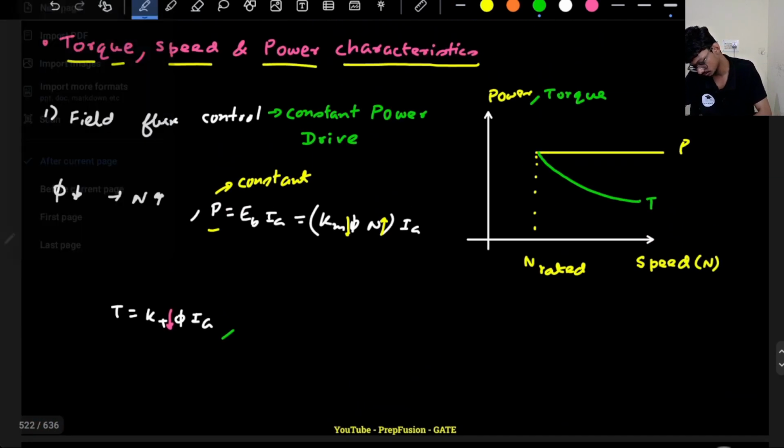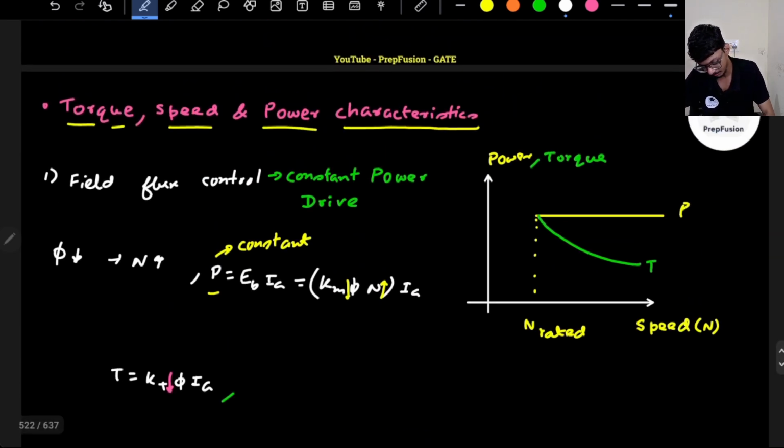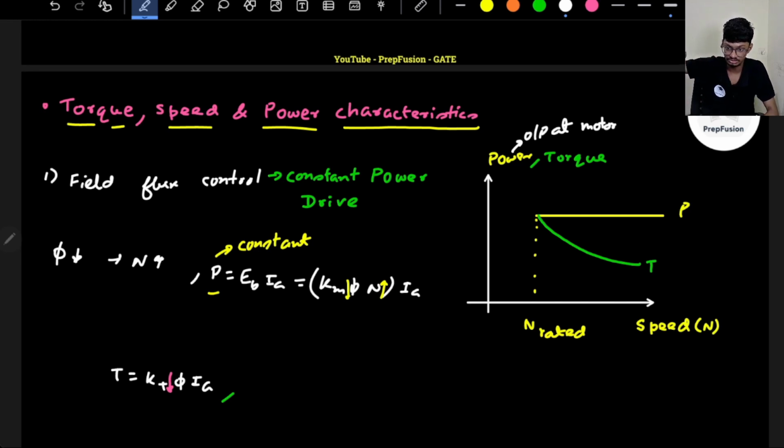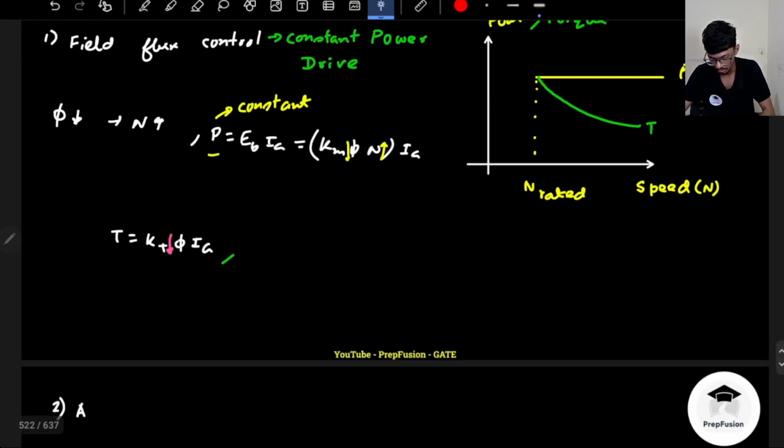Now let's do the second one, the armature resistance control and armature voltage control. Both are the same only, because ultimately we are controlling the armature voltage. I am not discussing about the efficiency here. This power is the power output at the motor. You might ask that in the external resistances there will be some power loss, so the power I am sending from the supply is not constant. Yes, you are correct, but I am discussing the power output at the motor, that is EB into IA. This is the power output at the motor, okay, not from the supply.